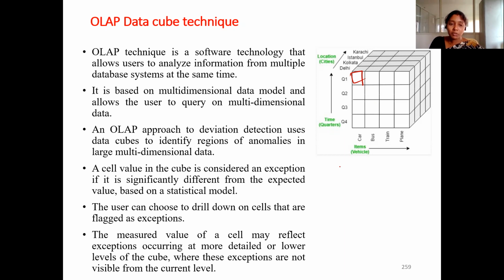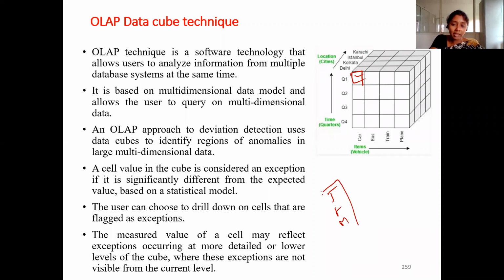What is the advantage with the OLAP system? The user can choose to drill down on the cells that are flagged as exceptions. Suppose here is an exception, for example. In quarter one, you have an exception. You can drill down to months. For example, in quarter one, suppose you have January, February, March.